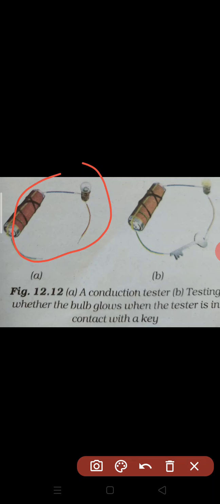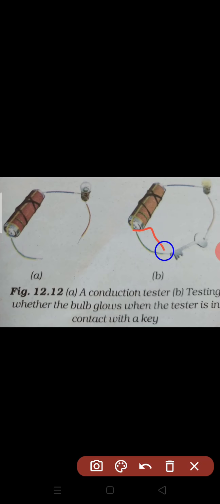Now here in the second circuit, as this key is put, the circuit is completed and the bulb is glowing. You have used here a cell, and you know from last year that electricity is produced by this cell or battery, and the flow of electricity is from positive terminal to negative terminal. This is the positive terminal and this one is the negative terminal of this cell or battery. This one is the direction of flow of electricity.